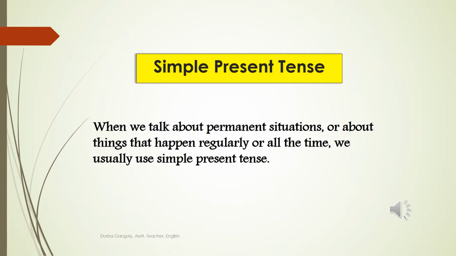Simple present tense, that is description, event or action of present time. When we talk about permanent situations or about things that happen regularly or all the time, we use simple present tense.